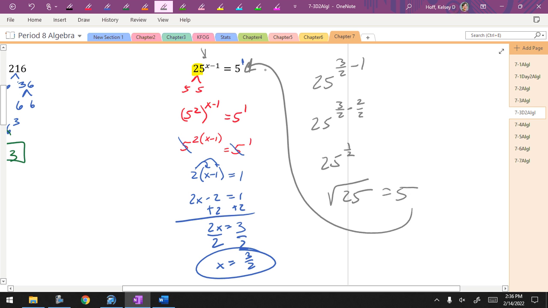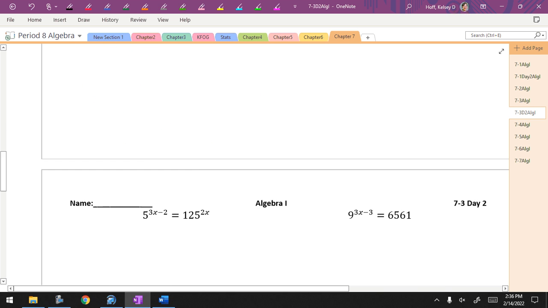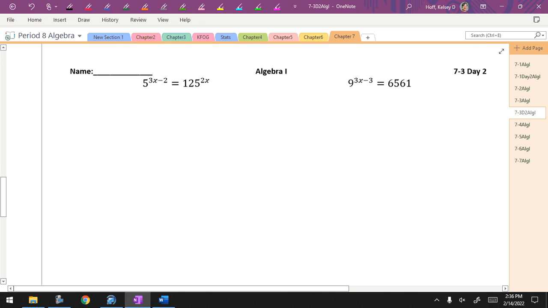Okay. Have to match the base. We have to match the base. Flip it over. Yes, I know I skipped one.